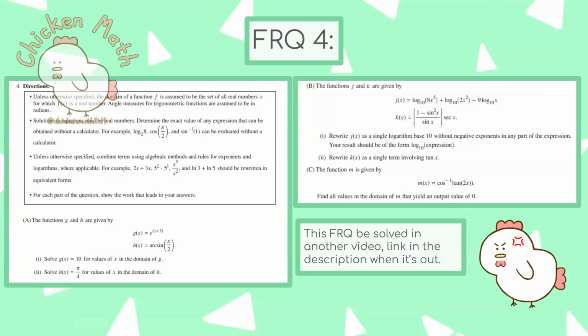In the first part, you are just solving the equation. In part B, you need to know how to rewrite given functions in equivalent forms, and you also need to know your log rules and your trig rules for this. Same thing for part C, and you need to find the domain.